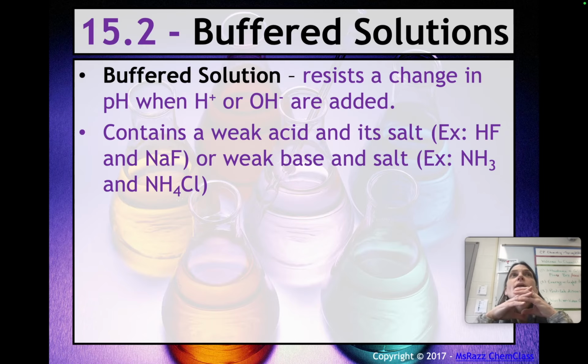Okay, so it can't be a buffer if you have a strong acid and a strong base. That doesn't work. It has to be a weak acid and the conjugate base, or a weak base and the conjugate acid. Okay, and it has to have both. Both parts, otherwise it doesn't work.